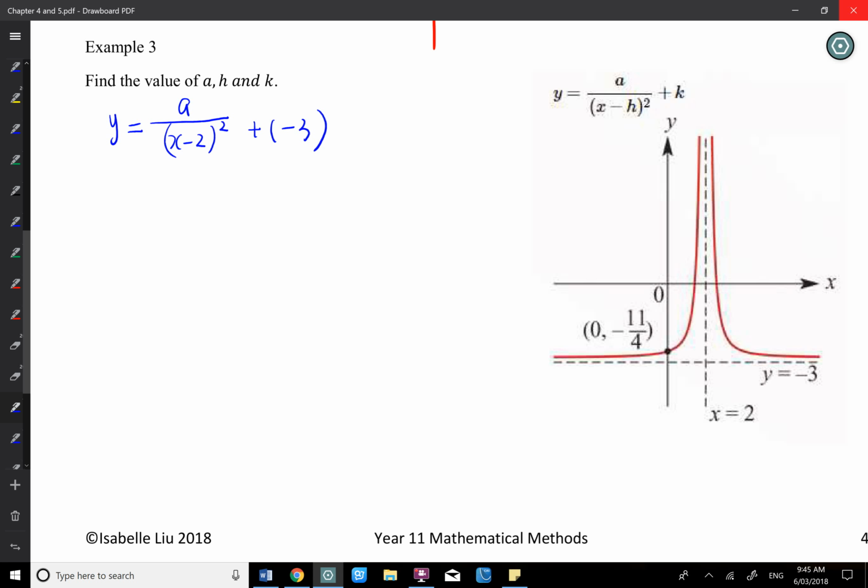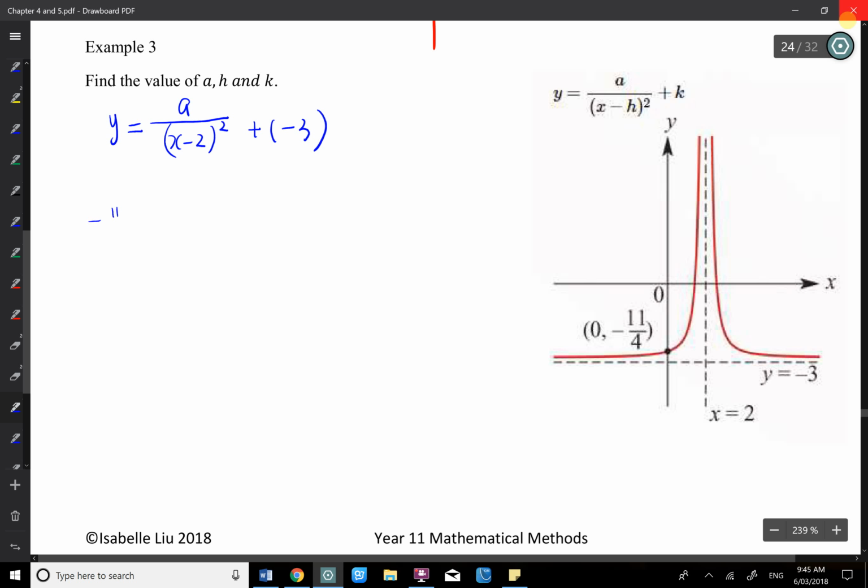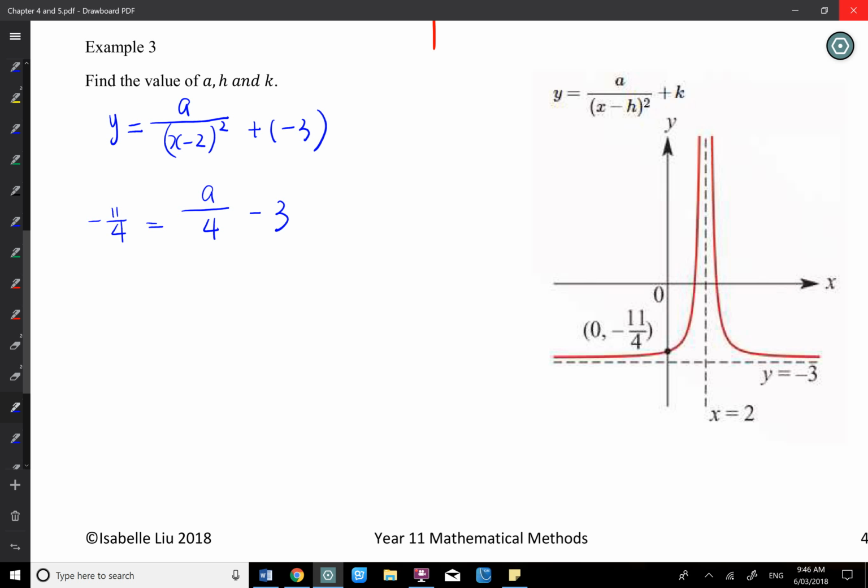And the point is given as the y-intercept, which is (0, negative 11 over 4). So we can sub negative 11 over 4 into the equation to have a over 0 minus 2, which is negative 2. Negative 2 squared is 4. And then minus 3. Okay, when I see this equation, well, I can solve it, but I feel like the denominator 4 is very annoying. That's my first feeling when I solve this.